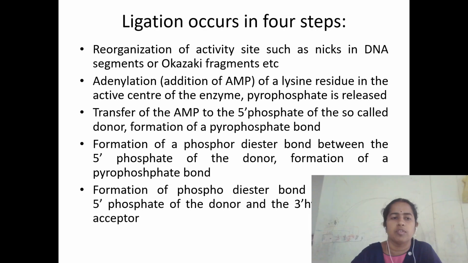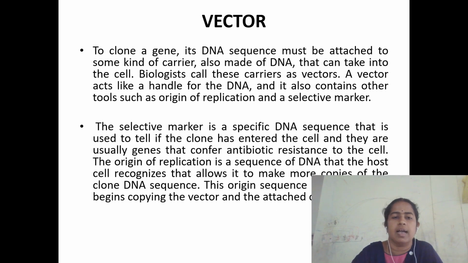Ligation occurs in 4 steps. Recognition of the active site, such as a nick in DNA segments or Okazaki fragments. Then adenylation, addition of AMP to a lysine residue in the active center of the enzyme. Pyrophosphate is released and AMP is transferred to the 5' phosphate of the so-called donor. Then formation of a phosphodiester bond between the 5' phosphate and the 3' hydroxyl end as the acceptor.